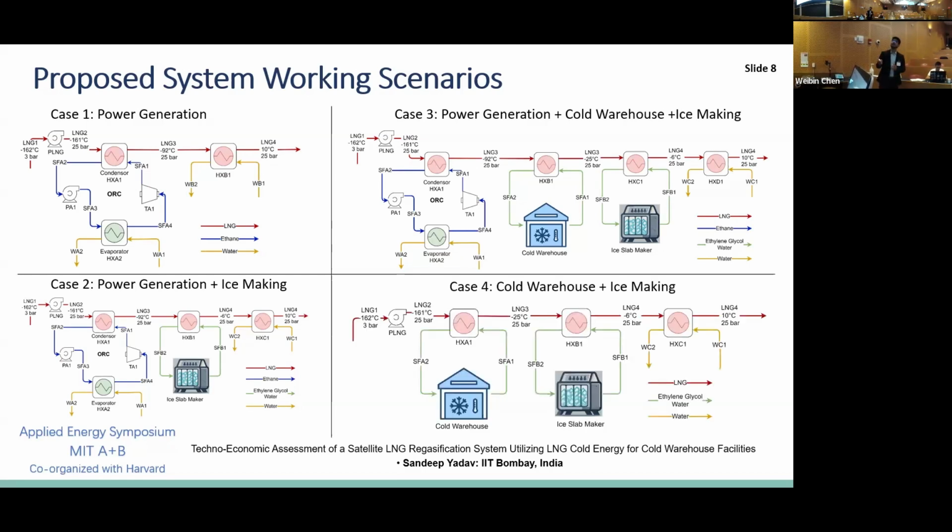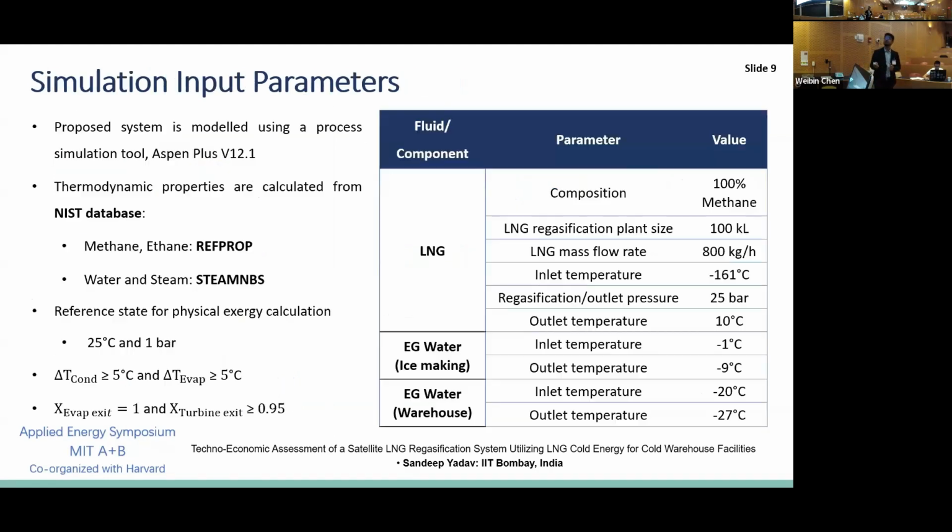And finally, we are removing that ORC and directly utilizing a system that is solely responsible for the cold warehouse cooling, with the remaining amount of energy for the ice making. So these are the 4 cases I have compared, or 4 working scenarios of the system. The whole system, all 4 case scenarios, is modeled using Aspen Plus simulation software, and all the property methods are calculated using the NIST databases. So these are the basic input parameters and the constraints that I have used.